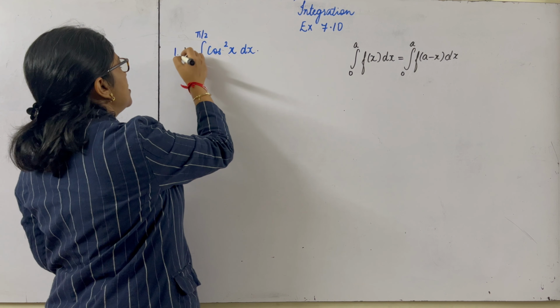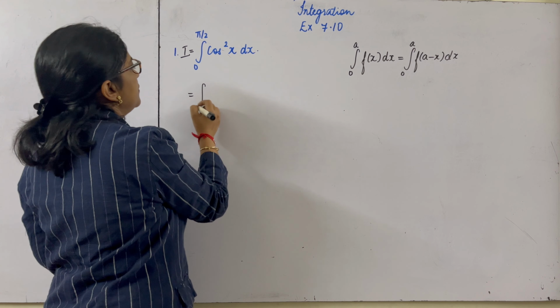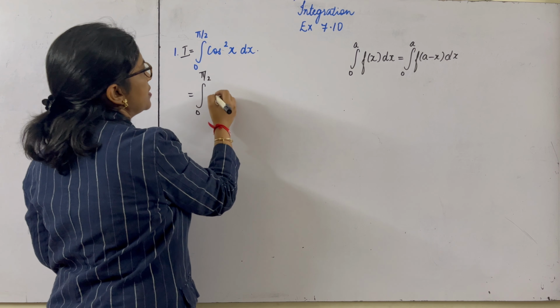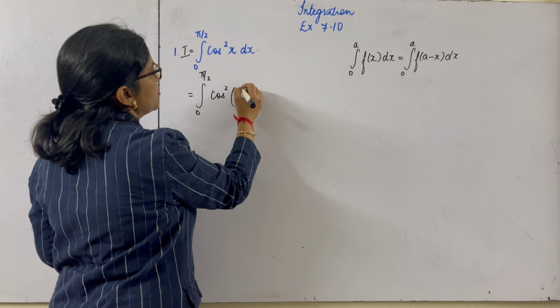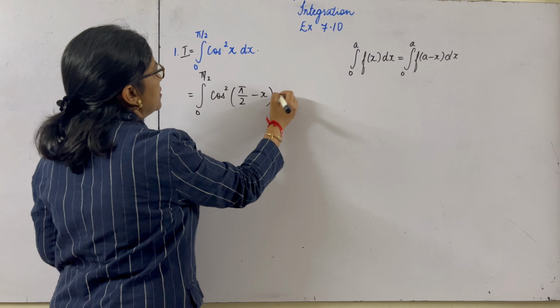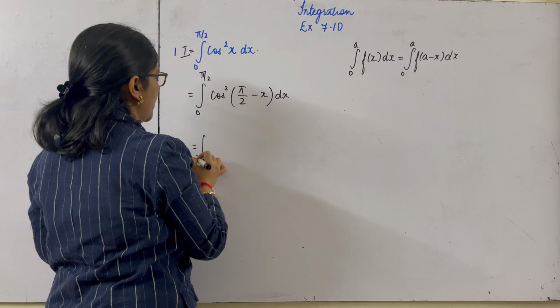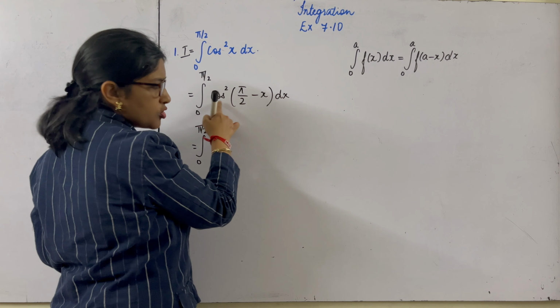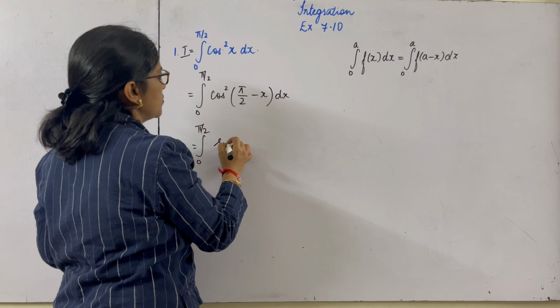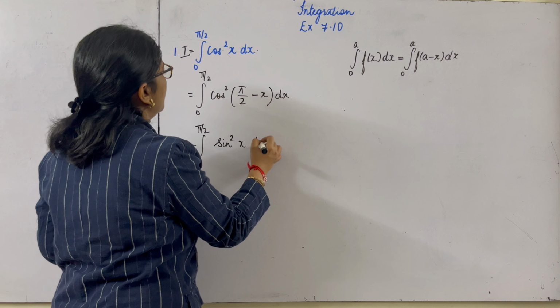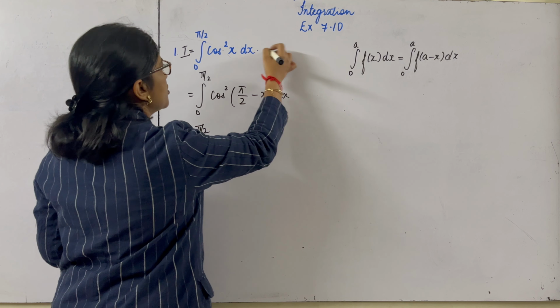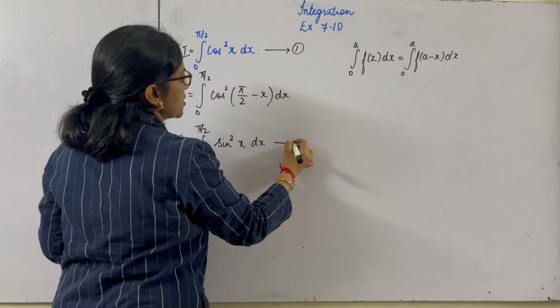So I'll call this integration I, and wherever there is x we will write pi by 2 minus x. So cos square of pi by 2 minus x, where cos of pi by 2 minus x is sin x, so this will be sin square x.